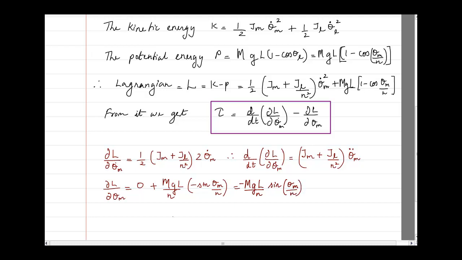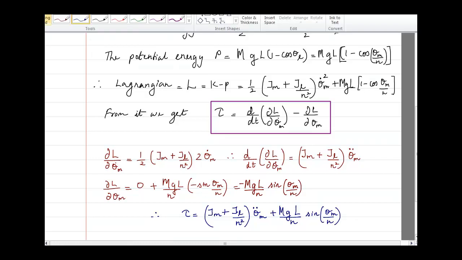Therefore, combining them all together, let me write it in a different color. Tau is going to be the first term, which is Jm plus Jl by n square, theta m double dot, minus of minus, which becomes plus, capital M g l divided by n, of sine theta m by n. And that I will now put in a box.